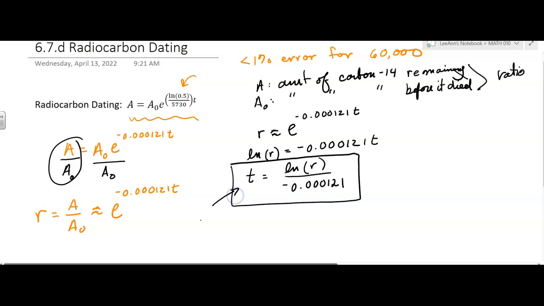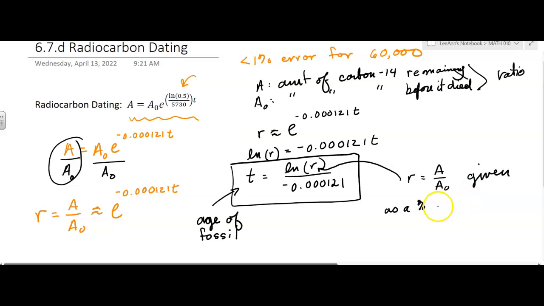So t is going to represent the age of the artifact, or fossil, whatever we have. And R is going to represent that ratio, and it's going to be given as a percent. So it's the A over A naught, given as a percent of the original carbon-14 in the artifact.